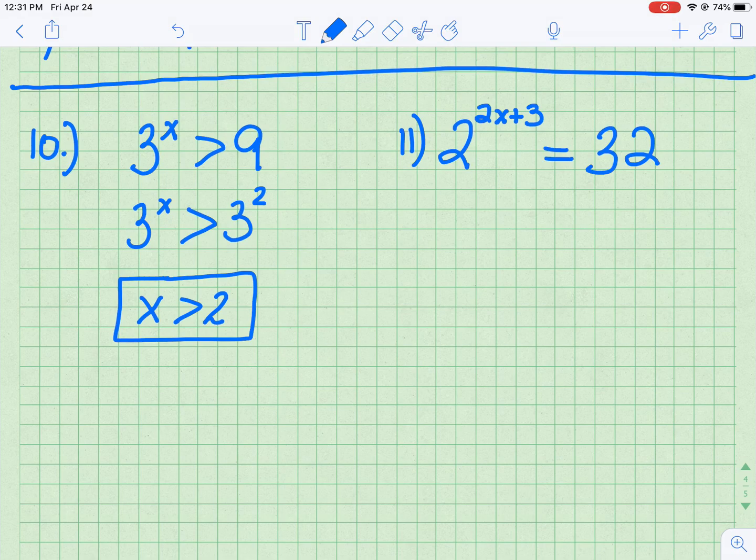And this base is what gives you where to start, what your base is going to be. So when you do this, you get 2 to the 2x plus 3 equals, and 32 is 2 to the fifth power. So in this case, because it's an equation, because 2 equals 2, the relationship between the exponents means that 2x plus 3 equals 5, and now it's just a simple two-step algebra equation.